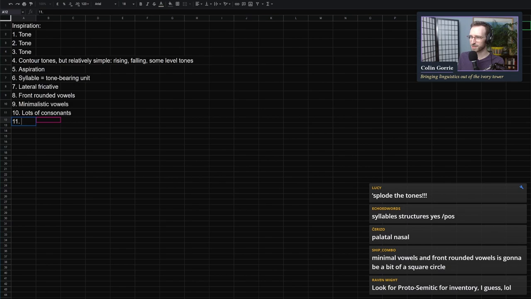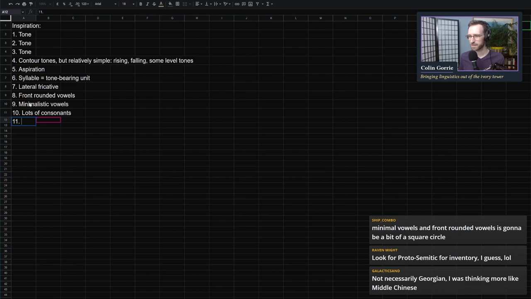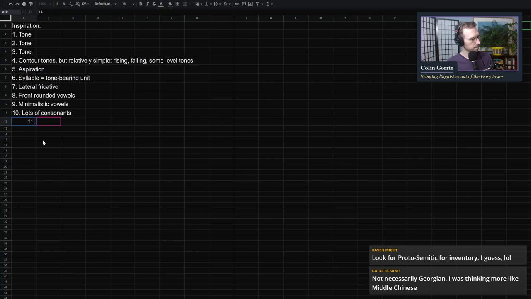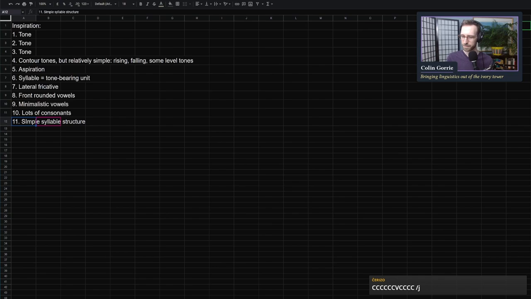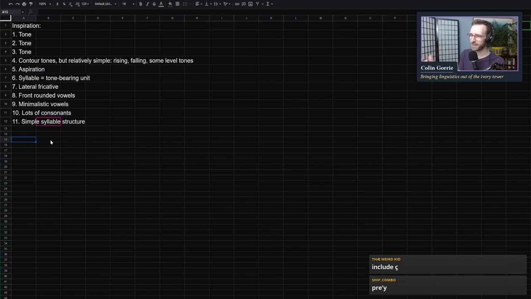Yeah, I generally agree. If we survey the East and Southeast Asian tonal languages, they have pretty simple syllabic structures in general. And African languages, especially Southern African tonal languages, are CVCV basically. Okay, so then we're looking at a simple syllable structure with lots of consonants and a minimalistic vowel inventory. Now, how are we going to fit front rounded vowels into a minimalistic vowel inventory? That's going to be an interesting challenge.